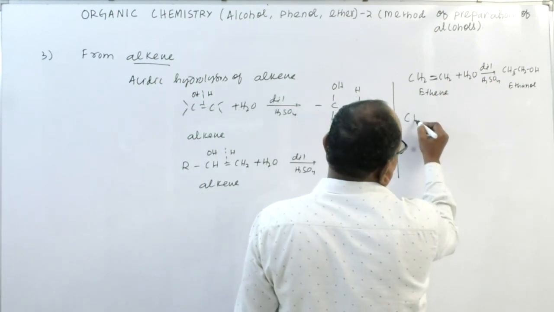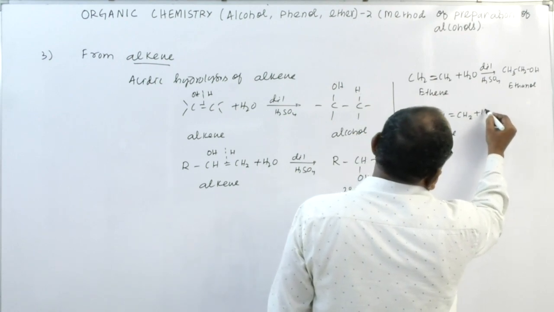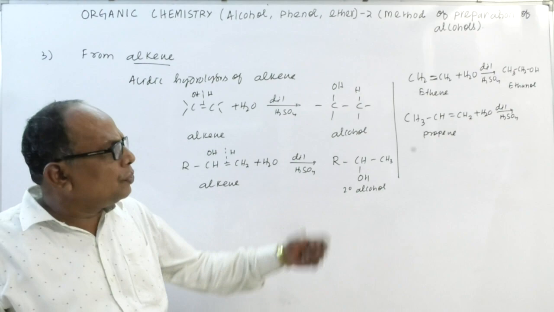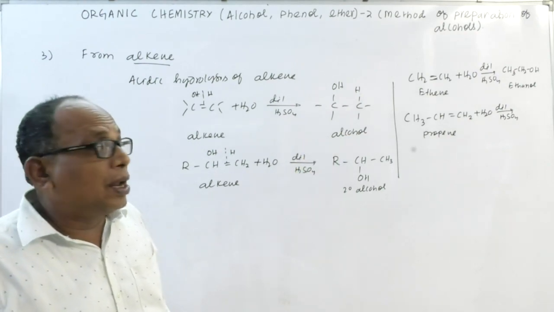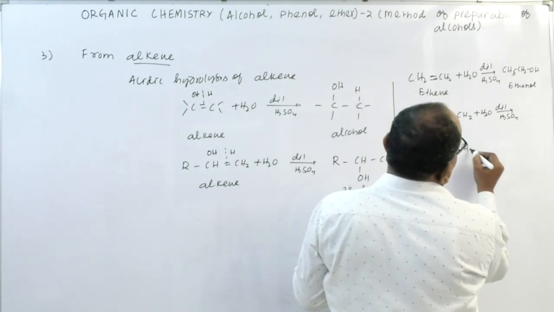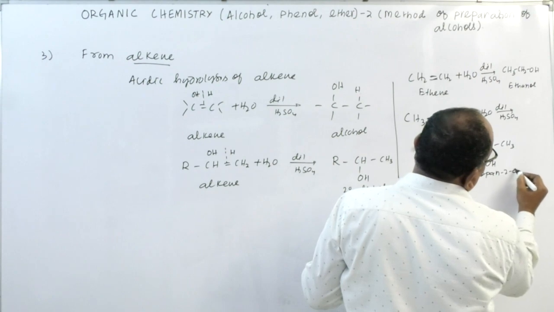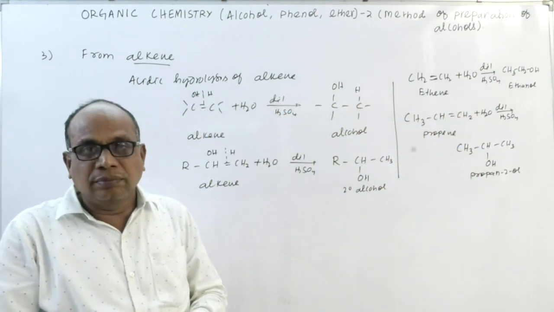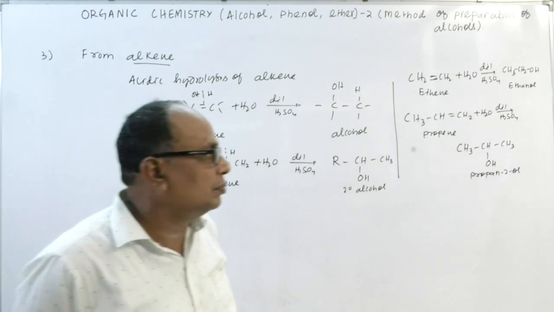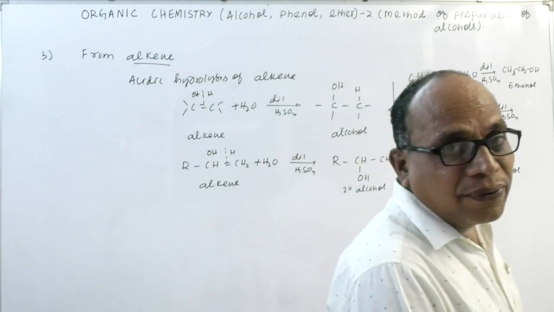Suppose you take propene, added with water in presence of dilute sulfuric acid. You know this is an unsymmetrical alkene. It follows Markovnikov's rule, and according to the Markovnikov rule, the OH will come to this side. So it forms CH3, CHOH, CH3, which is propan-2-ol. Okay, this is the acidic hydrolysis of alkene.